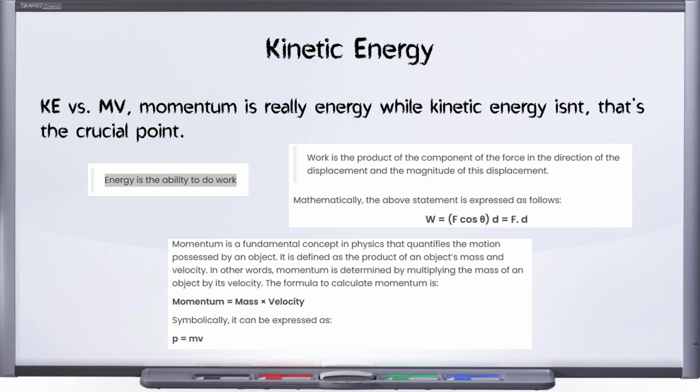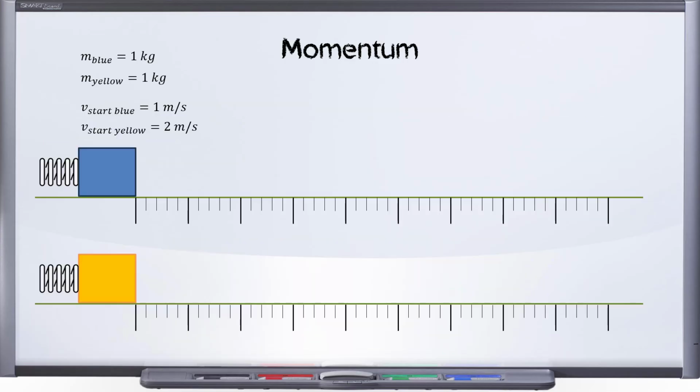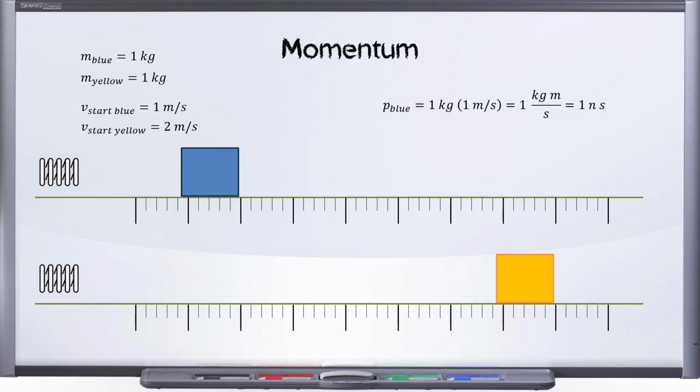So let's look at the momentum then. Let's investigate the momentum question and compare that to the energy that we've already calculated. So here we are. Momentum is just mass times velocity. Let's fling our guys. The first one, the blue one, has 1 kilogram of mass. It starts at 1 meter per second. So that's 1 kilogram meter per second.